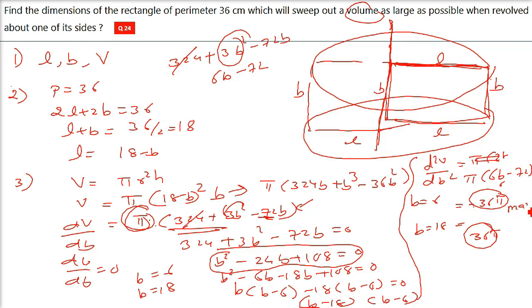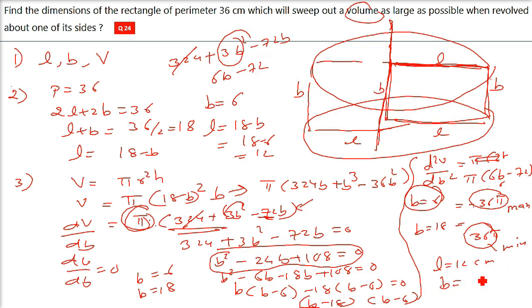We have to take only the value for which you are going to get the maximum volume. So I am taking b equals 6. So L will be what? 18 minus 6, that is going to be 12. So length is 12 and breadth is 6. So length and breadth are these values, which is the answer, because the dimensions are being sought in this question.